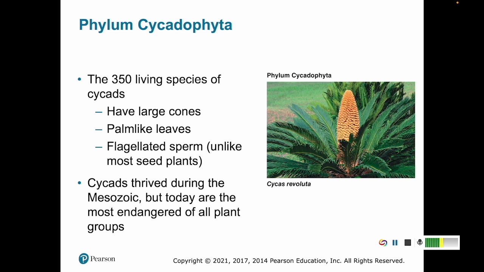Cycadophyta have about 350 living species. They produce very large cones, you can see in this image. They have palm-like leaves, and they have flagellated sperm. So this is not like most other seed plants. Most other seed plants, their sperm have lost their flagella. However, in the cycads, even though their sperm are flagellated, they still are carried by the wind. That flagella is not used to make it motile.